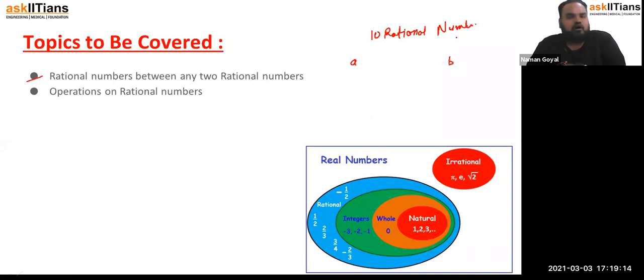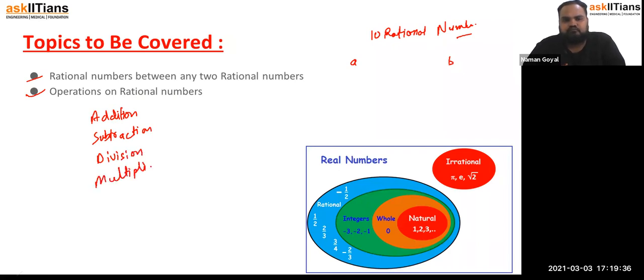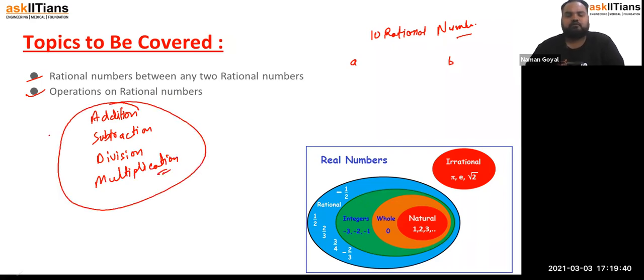So how do we solve these types of problems? We are going to learn about that in today's lecture, and also operations on rational numbers. Operations means addition, subtraction, division, and multiplication. We are going to learn about this part in this lecture.